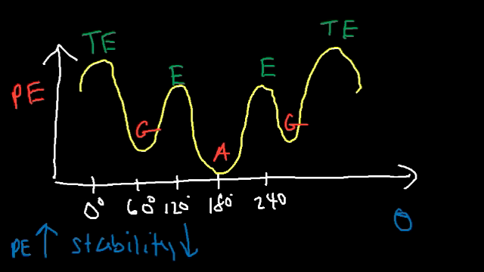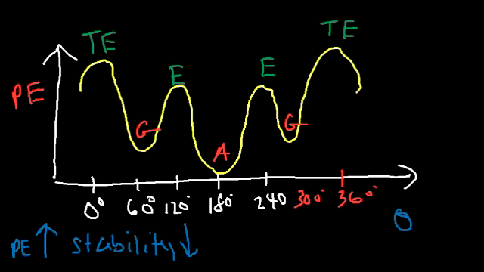And 300 is Gauche because if you go 60 to the left, it's the same as going 300 to the right. 300 plus 60 is 360. And 360 is also totally eclipsed. 0 means you haven't moved anywhere, but if you travel 360, that's a complete revolution. You're going to end up where you started.